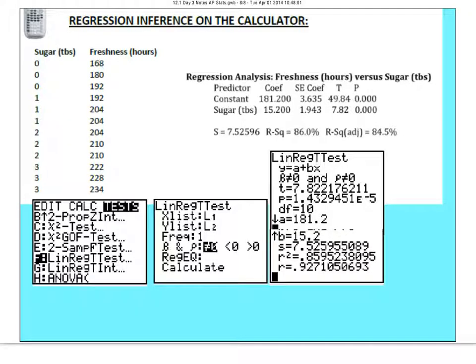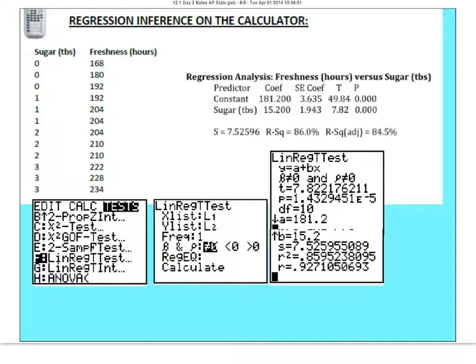Now, let's revisit real quickly the flowers when we looked at the sugar and the freshness of those. They gave us the computer output already, but let's say we had to come up with our own output from it. Let me show you real quickly how to do the test. I'm going to hit Stat Tests, and if we wanted to do a linear regression test, it would be letter F. Now, I showed you how to do the interval, but here's the test.